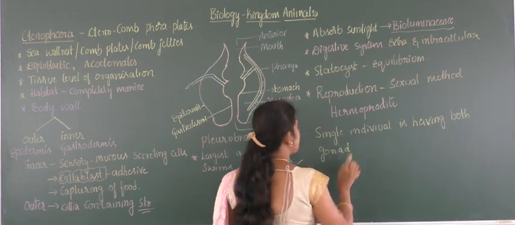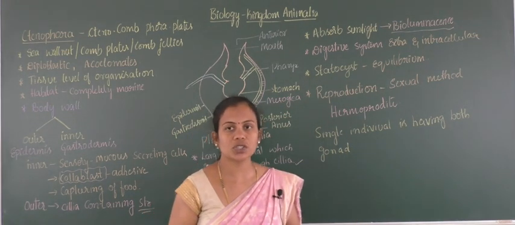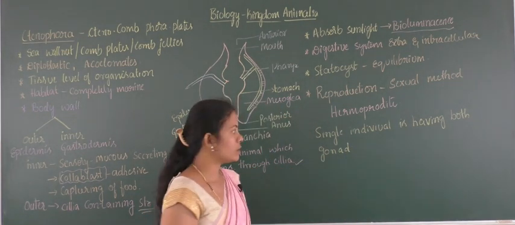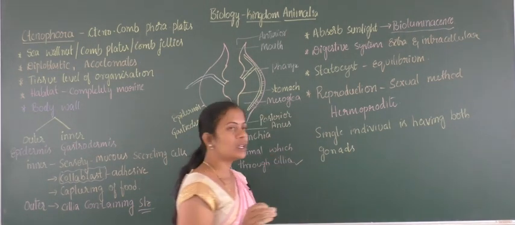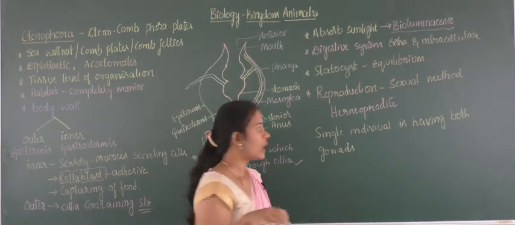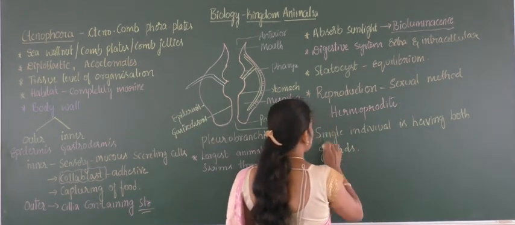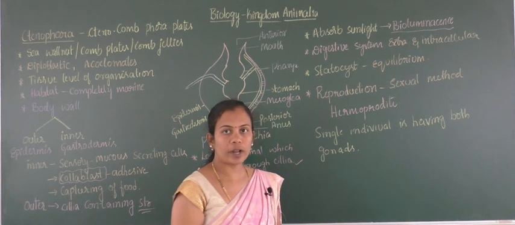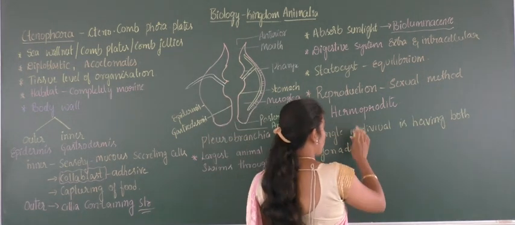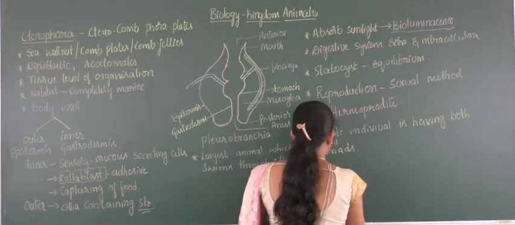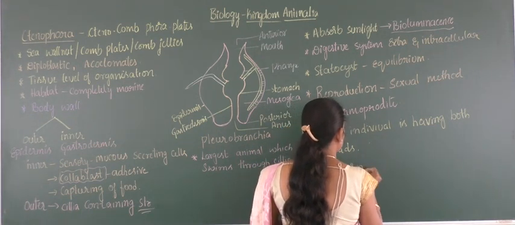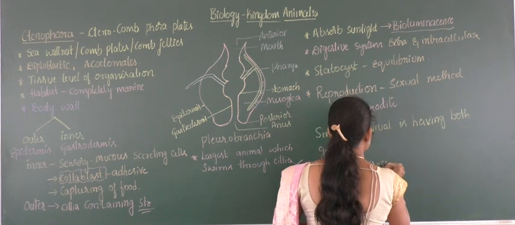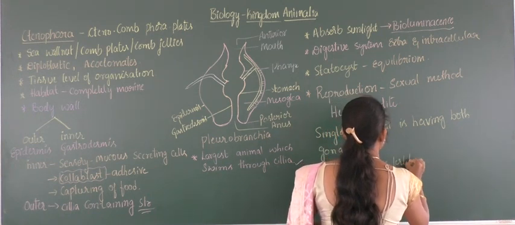Gonads means what? Sex cell formation structures are called gonads. So both the gonads are present in one individual itself, and that forms the special property called hermaphrodite. Even though they are hermaphrodite, they form cross fertilization.